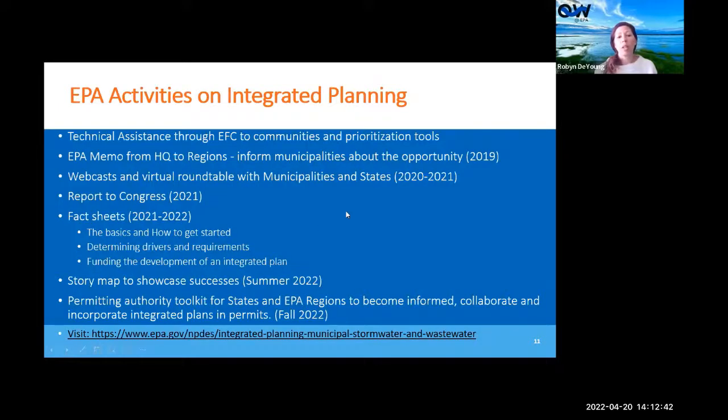Next slide. And the other thing that I wanted to make sure everyone was aware of is that we've been very active on developing tools and resources, so integrated planning can be as easy as possible, because it can feel overwhelming. I get it. So what we've been doing is when the Water Infrastructure Improvement Act came out, we wrote a memo to our regions so that they know what was in there. It's a great layman's explanation of what was in the law. So you can take a look at that if you want to really understand what was in there.